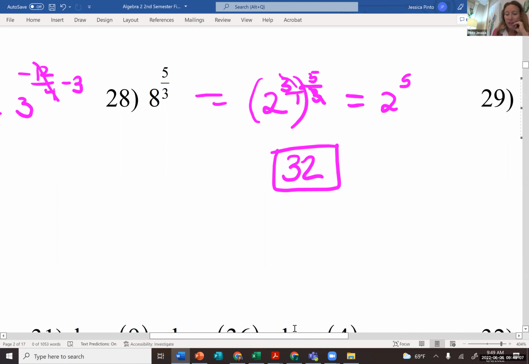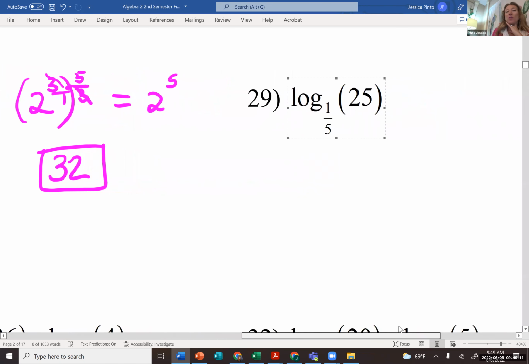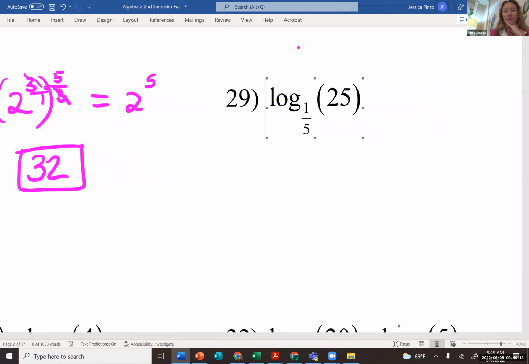On 29, let's see what that one looks like. Oh, 29 is different. So to help me with 29, I'm going to convert this to exponential form if I can't automatically tell. So this is equal to x. So the base is 1/5. The exponent is what I'm looking for, and it's equal to 25.